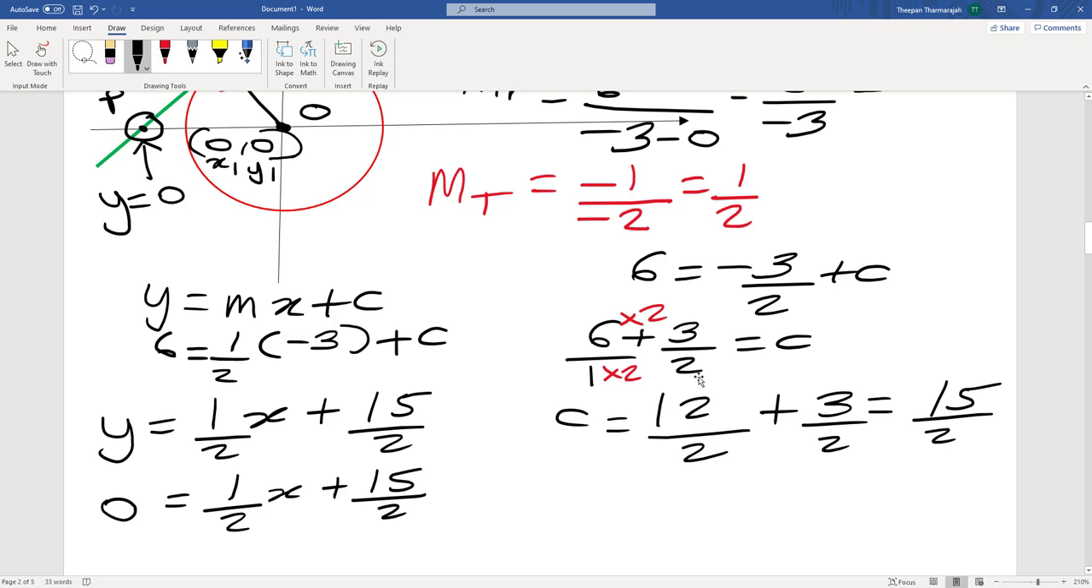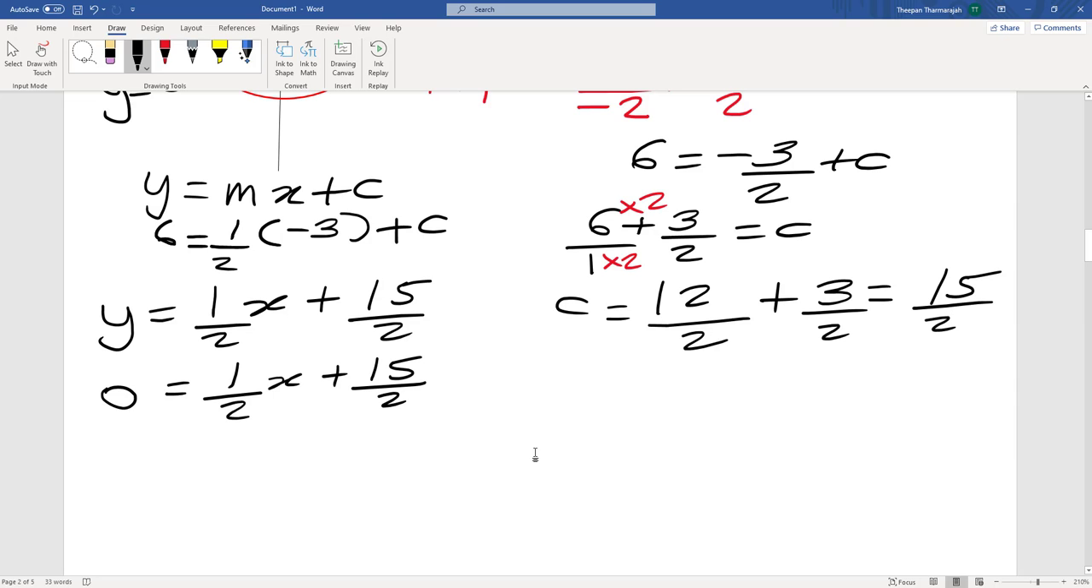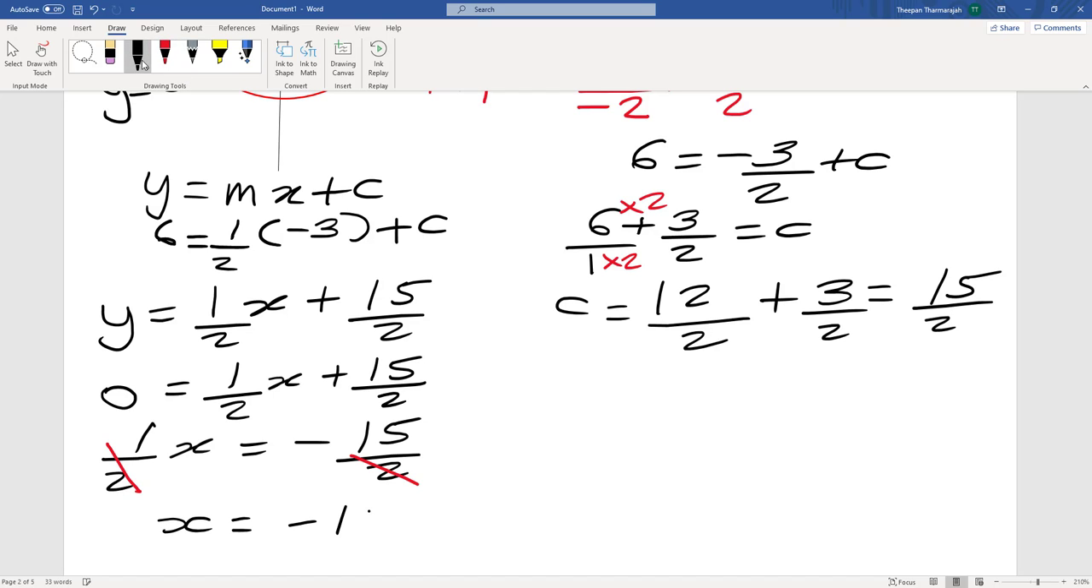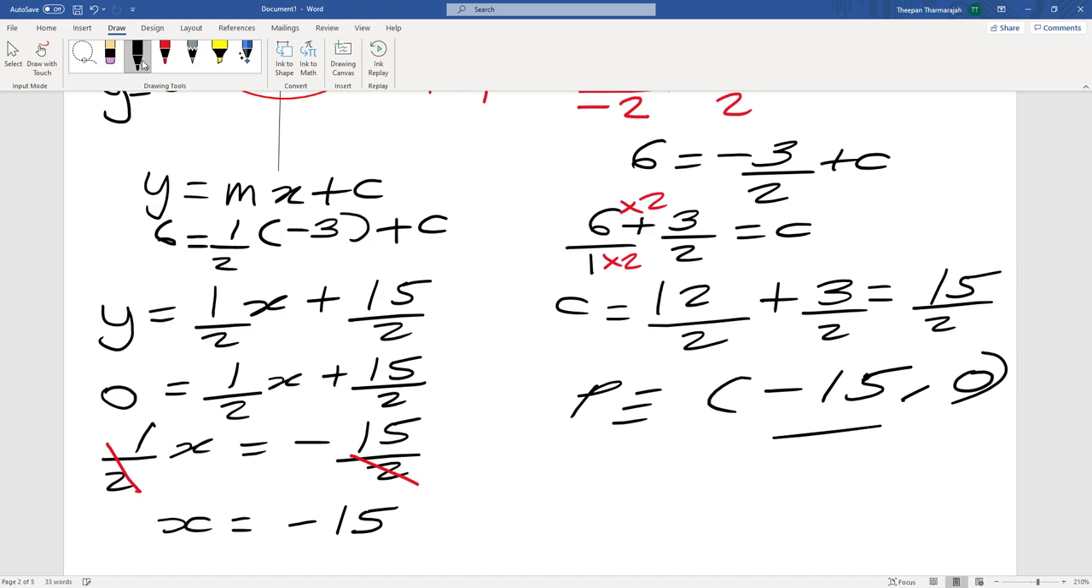So we can solve that, and we can say that a half x, bringing positive 15 over 2 to the other side, we get minus 15 over 2. Now this 2 and this 2 will cancel, so I get 1x, or x equals minus 15. So the coordinates of P would be minus 15 for x and 0 for y. That will be the coordinates of P.